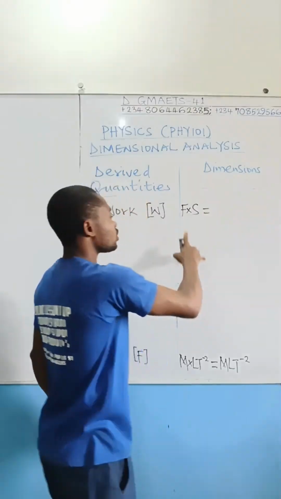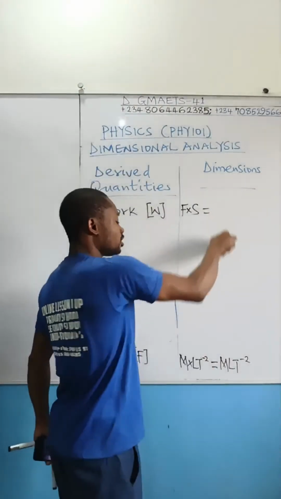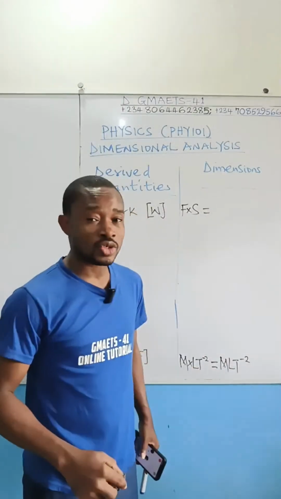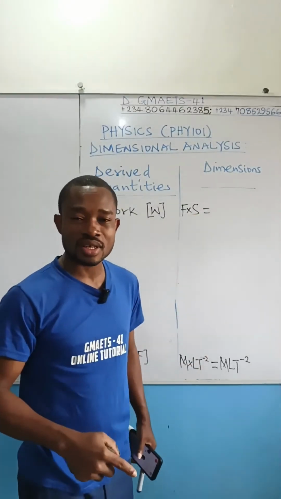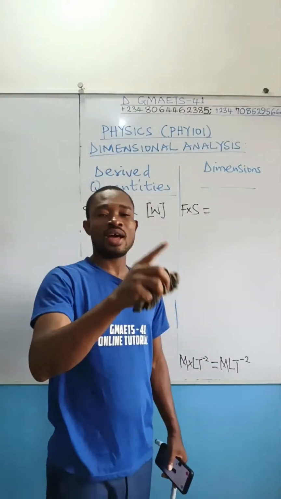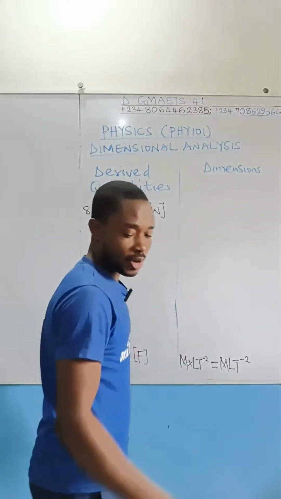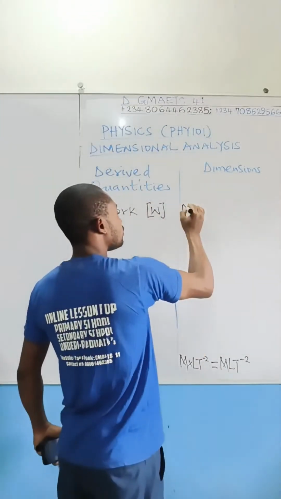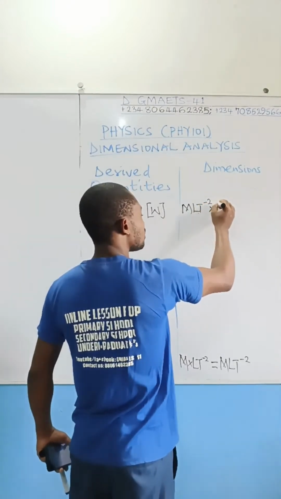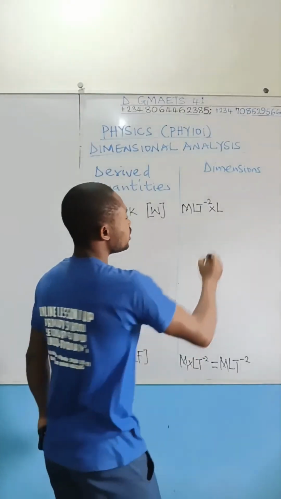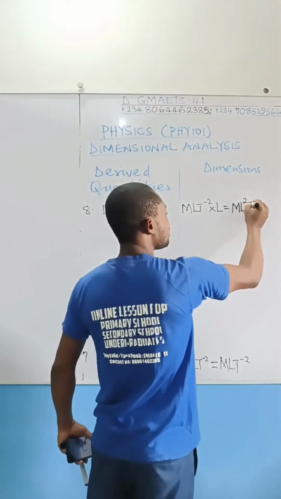Now, what is the dimension of force? The dimension of force is mLt raised to the power minus 2. So you fix it here, times the dimension of distance. What is the dimension of distance? It's still length, L. So we have mLt^-2 times L, force times displacement. Therefore, the dimension of work is mL^2t^-2.